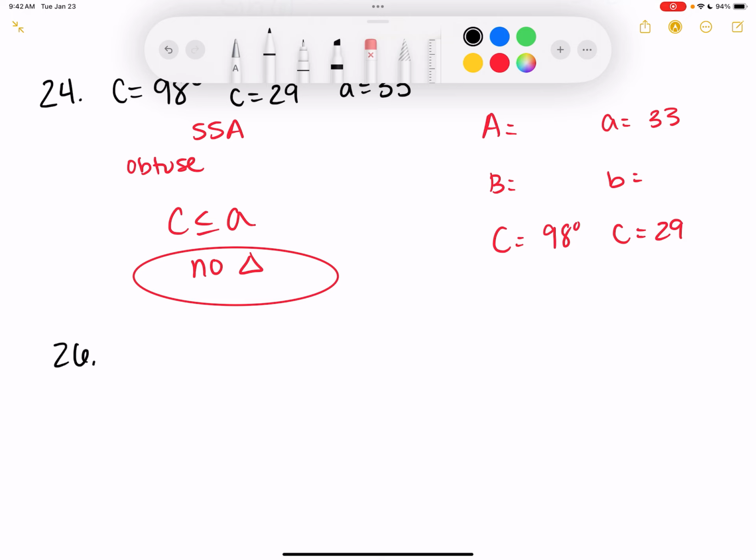26. Angle B is 21 degrees. Side B is 17. Side C is 32. So which one am I dealing with here?